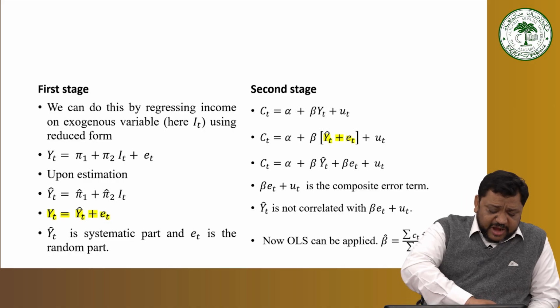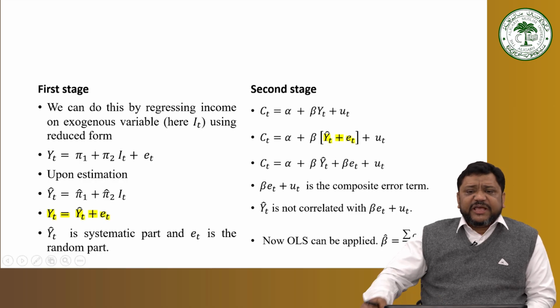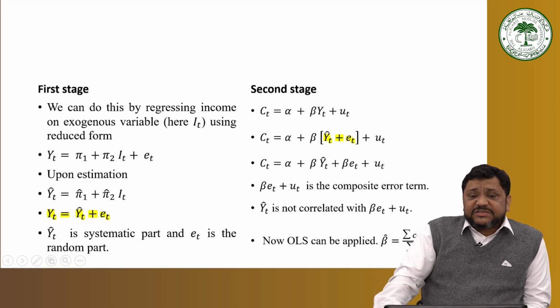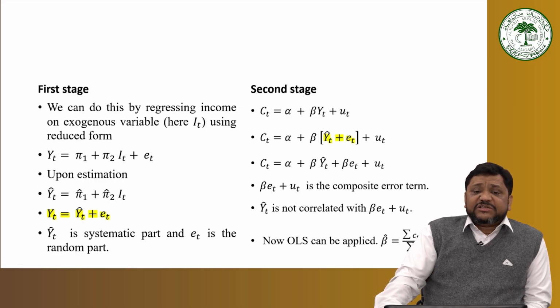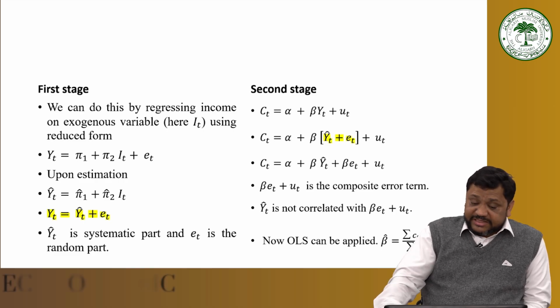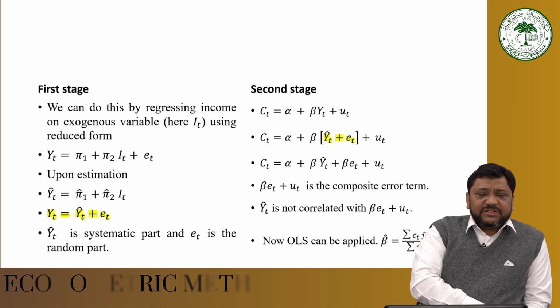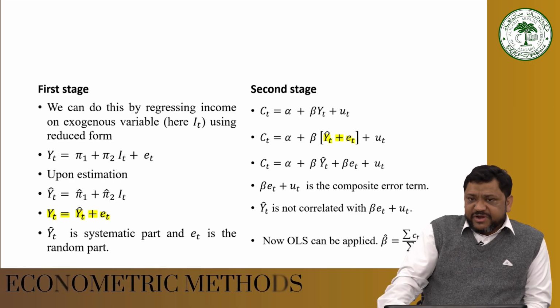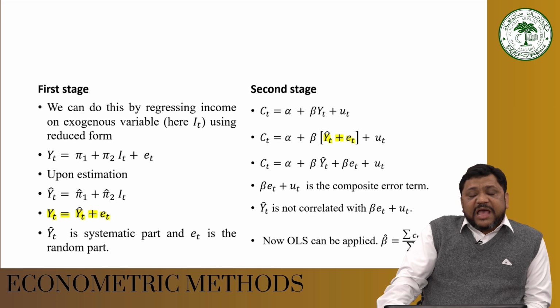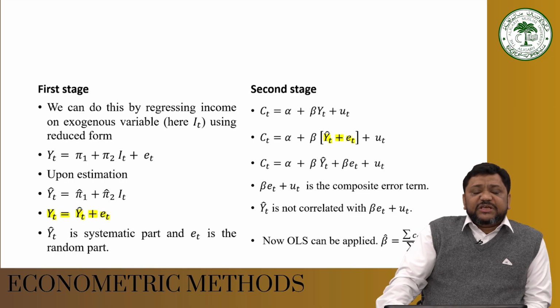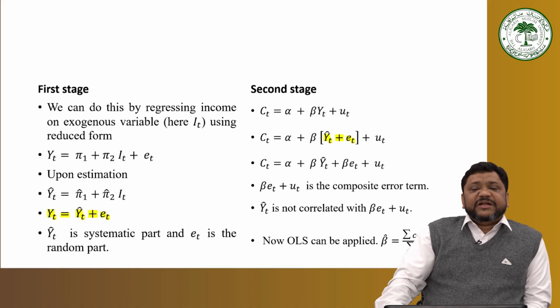Now in the second stage, we are breaking the term YT in the CT function as YT hat plus ET, which we have got from the reduced form we just estimated. So CT is equal to alpha plus beta YT plus UT. Now this YT we are dividing into two, so CT is equal to alpha plus beta times YT hat plus ET, plus UT. Now we can open the brackets and say CT is equal to alpha plus beta YT hat plus beta ET plus UT.